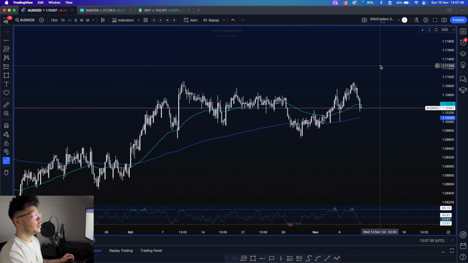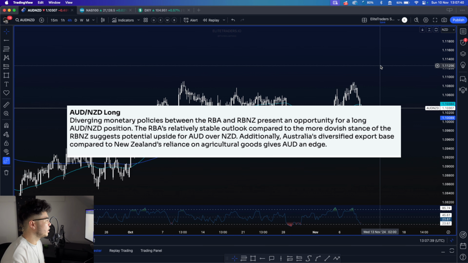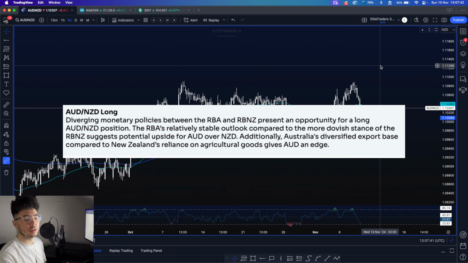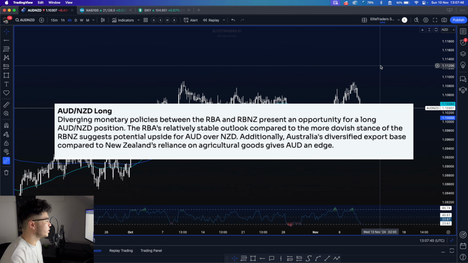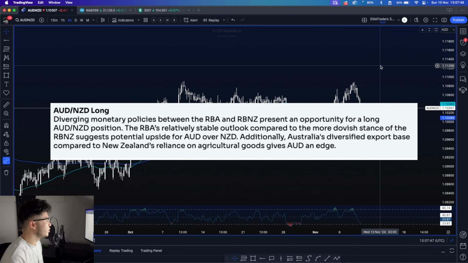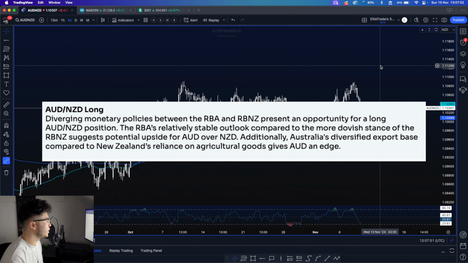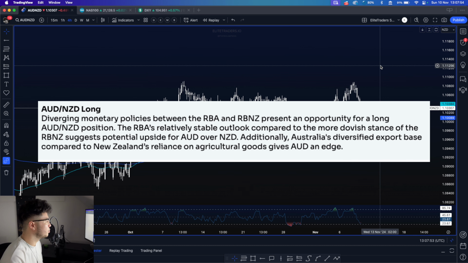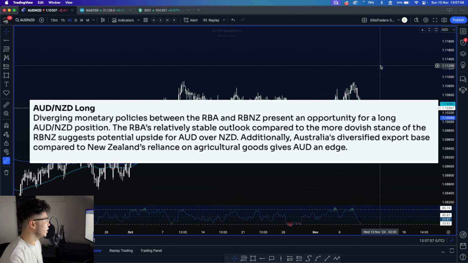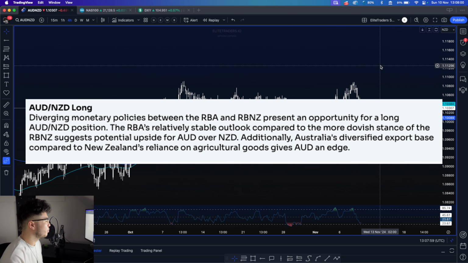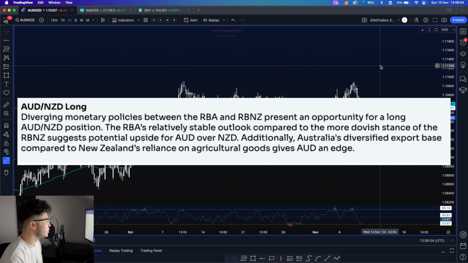So the fundamental reason for this trade: we've got diverging monetary policies between the RBA and the RBNZ, the central banks for Australia and New Zealand, which present an opportunity for a long AUD-NZD position. The RBA's relatively stable outlook compared to the moderately dovish stance of the RBNZ suggests a potential upside for AUD over the New Zealand dollar. Additionally, Australia's diversified export base compared to New Zealand's reliance on agricultural goods gives AUD an edge.